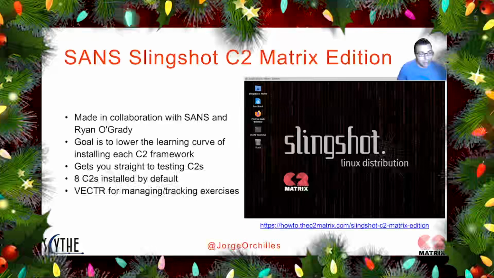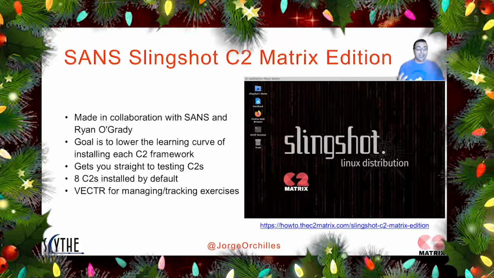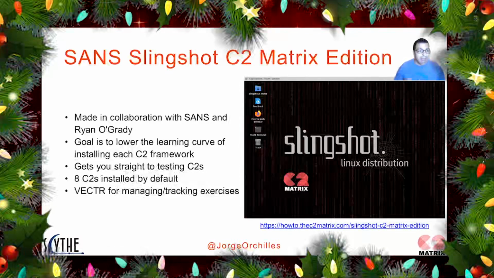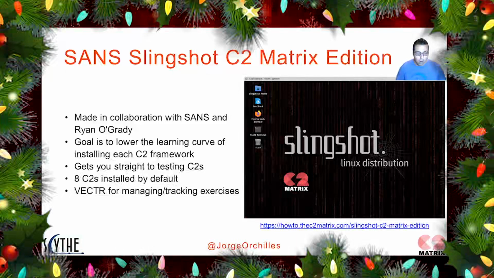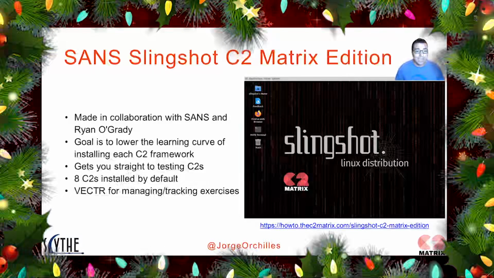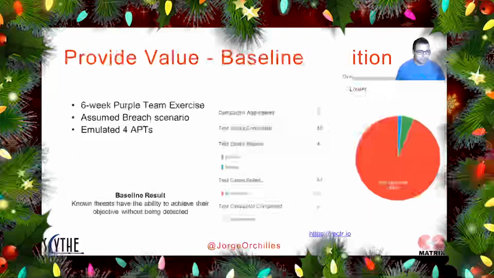And what we've done, along with collaboration with SANS and Ryan O'Grady, shout out to Ryan, is we have created a virtual machine called the SANS Slingshot C2 Matrix Edition. And the goal of this is to lower the learning curve for you. Instead of having to install any of these, you get straight to testing. It comes with 8 of these C2s already pre-installed. And then you can just use them. You can follow the how-tos on how-to.thec2matrix.com. You can set up things like Empire or Posh C2 or Covenant or Merlin or Sliver, all these awesome C2s.